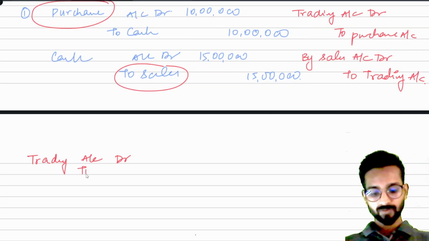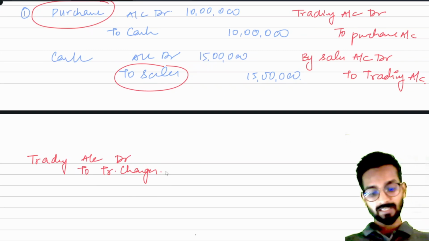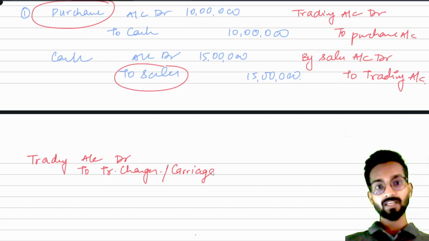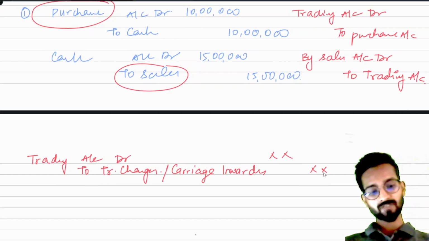Debit to transportation charges. Sir, is there any other name for transportation charges also? Absolutely. The name is carriage inwards. Carriage inwards means the goods we have are coming inside our factory because we are buying. So that's why the name is carriage inwards. Okay. Carriage inwards. Whatever expense is there, that also transfer to trading.